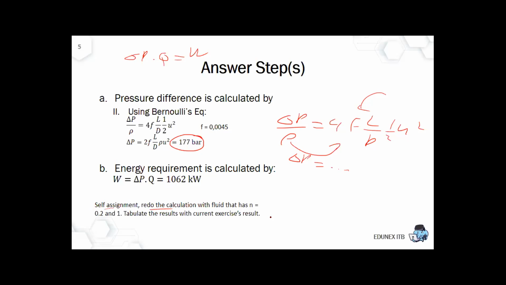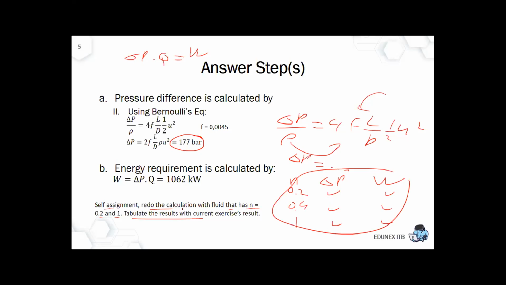Okay, redo the calculation with a fluid that has n equal to 0.2 and 1, and tabulate the results with the current exercise results. So you can see here the delta P, you can see the W. Okay, do this tabulation. Do yourself a favor, okay? Don't just wait for your lecturer.